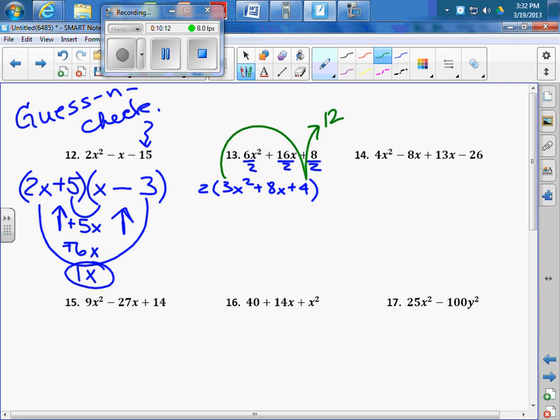Now, do I have factors of 12 that add up to 8? Well, 1 and 12, 2 and 6. Oh, there it is, 2 and 6. So yes, this can be factored again.